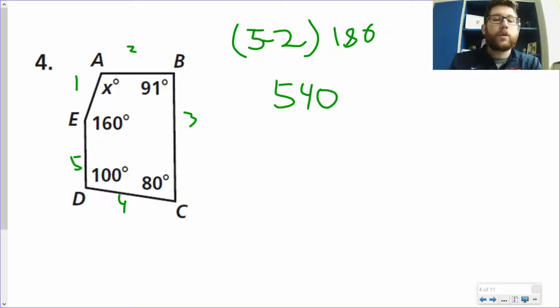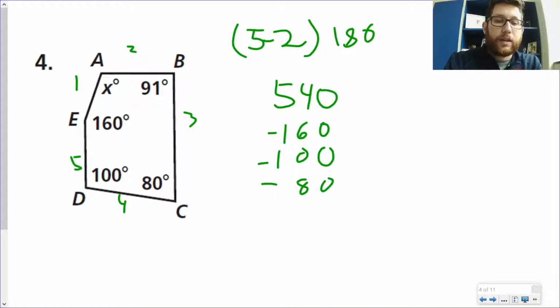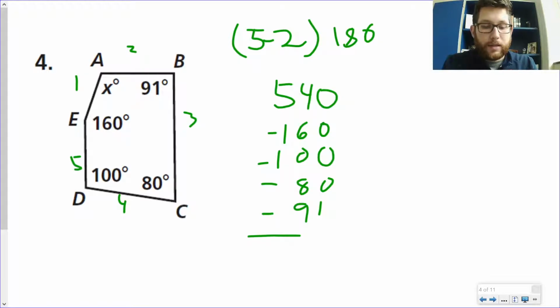Okay, now 540 is the number that I know these angles add up to. So one way I could express this is I could add up 91, 80, 100, 160, and x, add them all up and set them equal to 540. The other option is just to do what we did last time. Once again, we're going to take all of these angles and subtract them out from 540. So let's go ahead and do that and see what we get. 540 minus 160 minus 100 minus 80 minus 91. All right, and that gets me 109 degrees as a final answer.